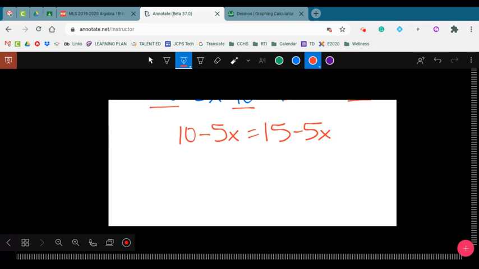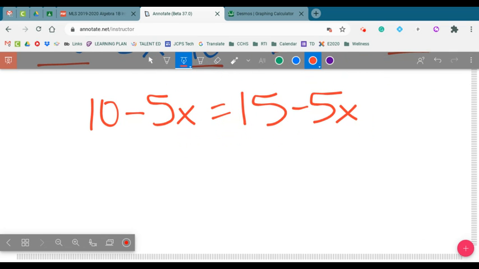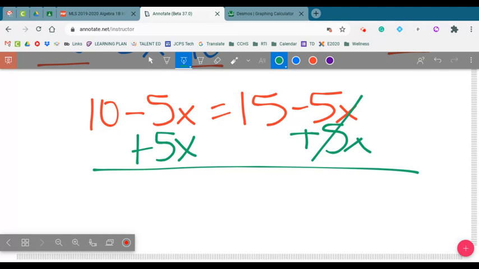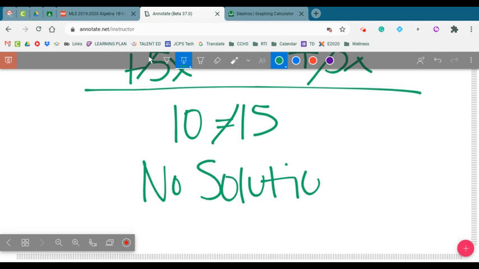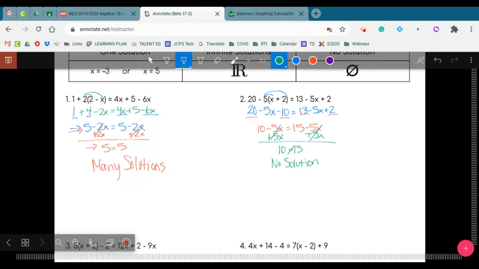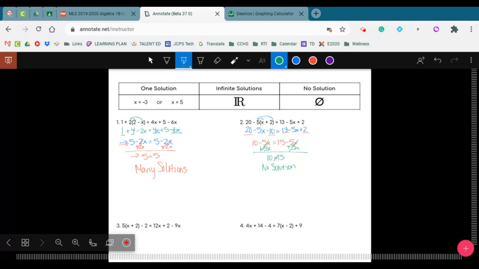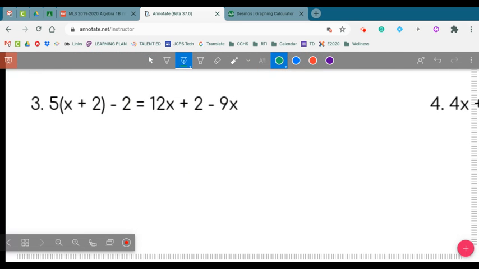Next step, I'm going to move my variable. I'm going to add 5x because I want to move it to the left. Now, negative plus positive is 0. That side cancels also. I get 10 equals 15. That is not true, so I have no solution. So that means the bottom 2 have to either equal negative 3 or positive 5.